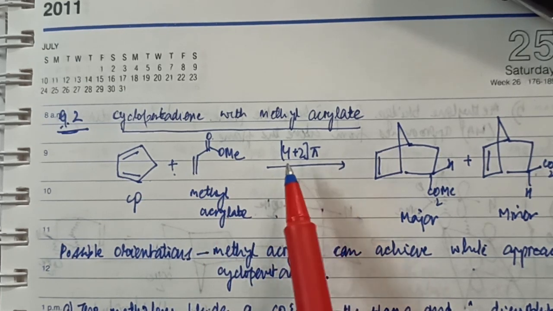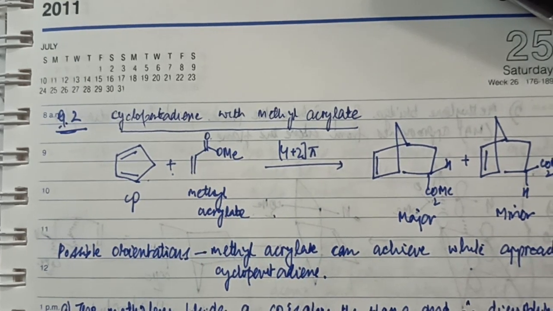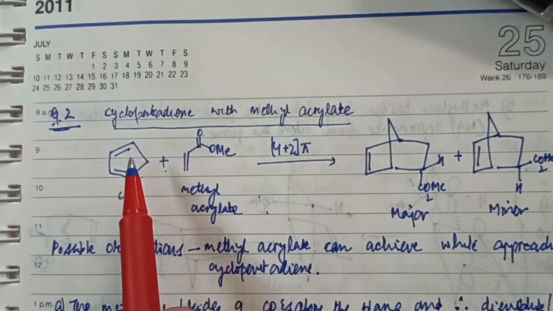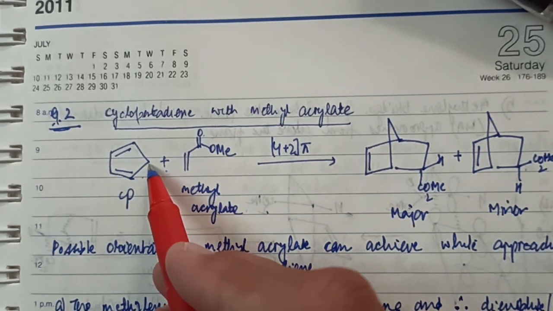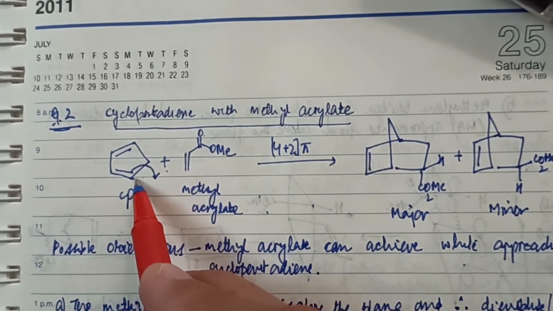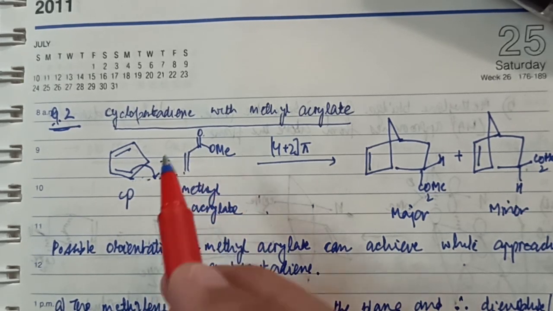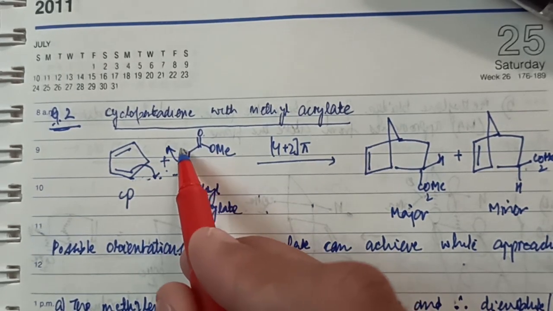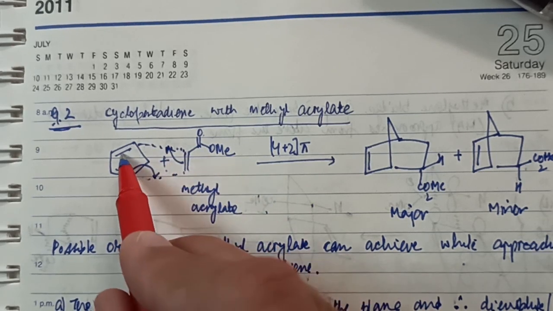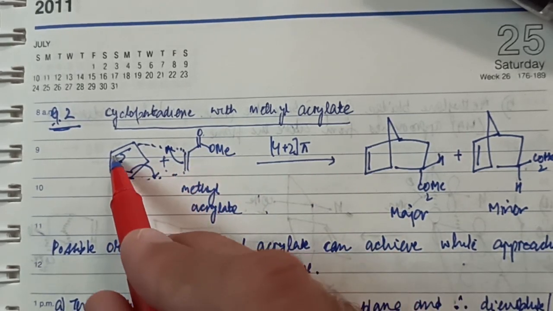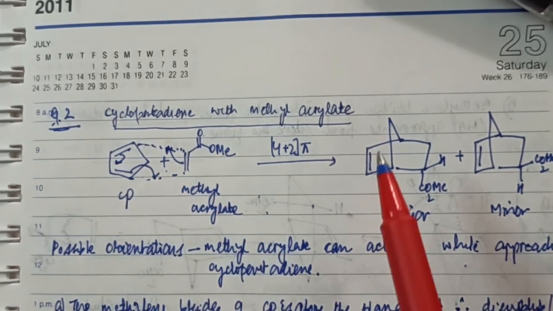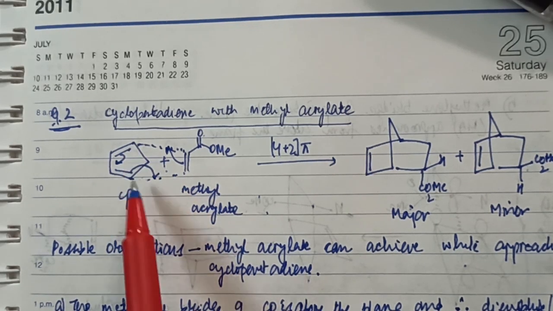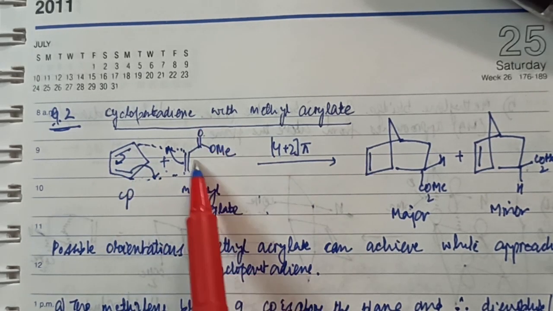We talk about a 4+2 cycloaddition reaction in this case. What will happen? As you know, this bond will move from here to here, and there will be bond formation between this and this carbon atom. This bond will move from here to here, and there will be a bond formation between this and this atom. This bond will move here, and there will be bond formation between this and this carbon atom, resulting in the formation of a 6-membered cyclohexene ring with a flap and a methyl acrylate.